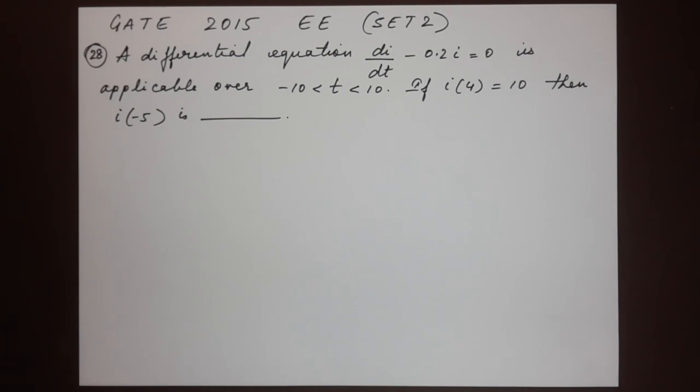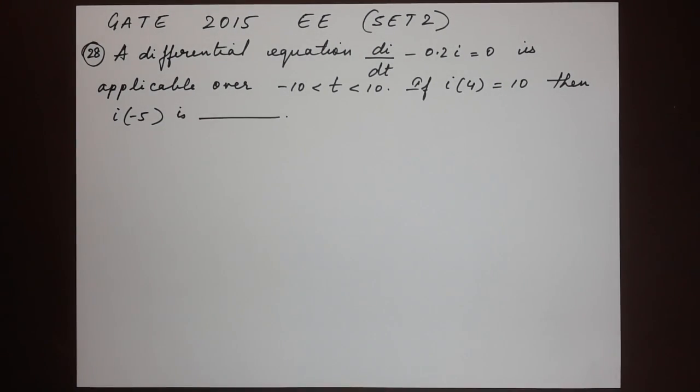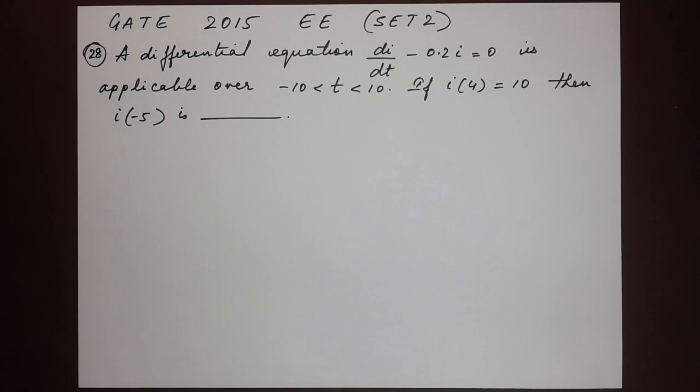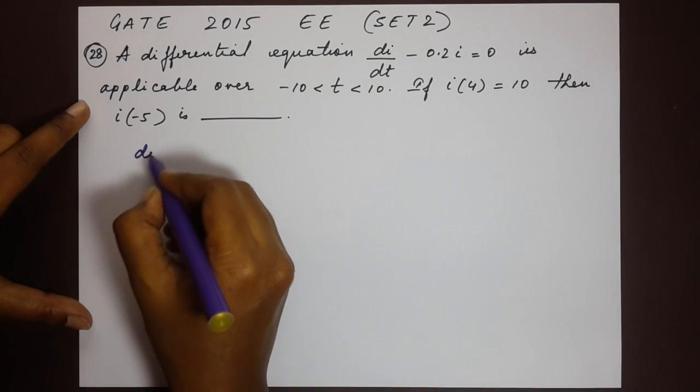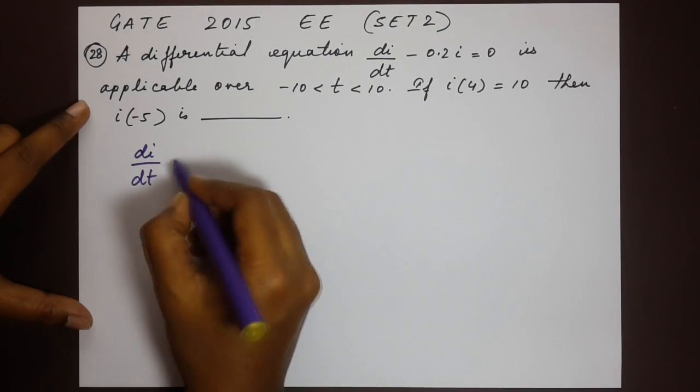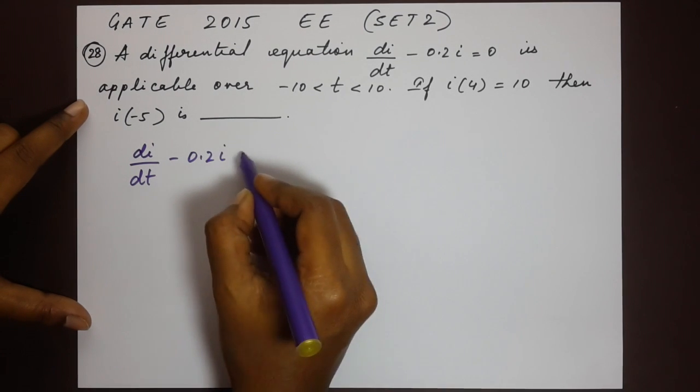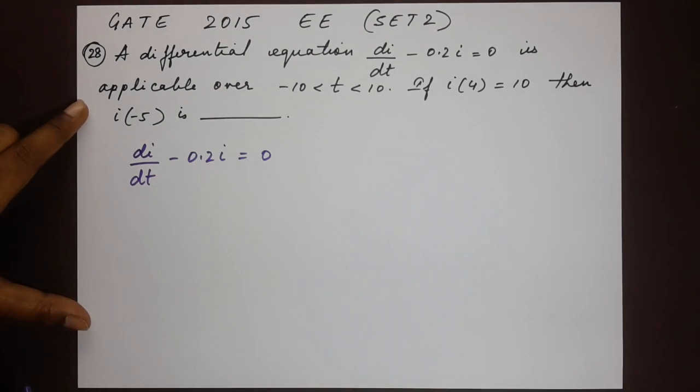Okay, so in order to find out what i(-5) is, we need an equation in terms of i. But we have been given a differential equation, so we need to integrate that, find an equation of i, and then start solving. So we begin with the differential equation. Given di/dt minus 0.2i is equal to 0.